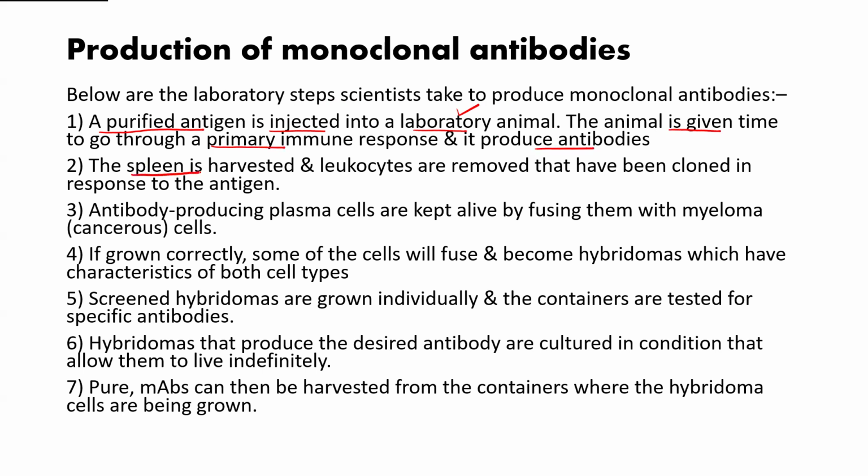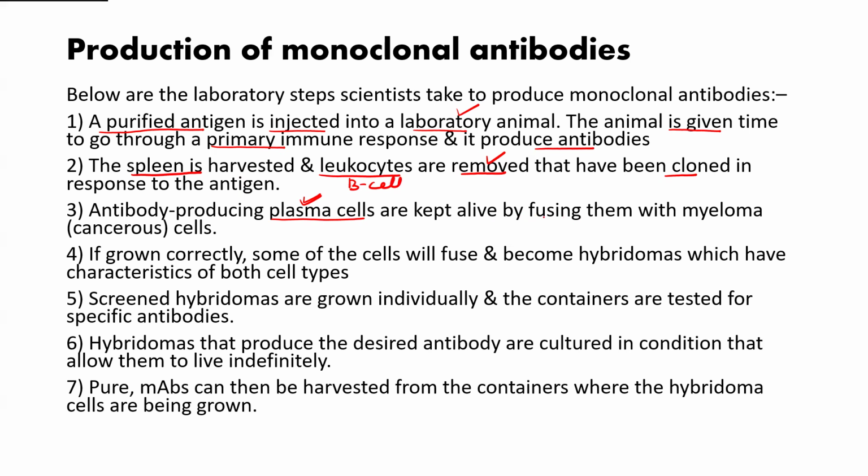Now, the spleen will be harvested and lymphocytes, especially B cells, will be isolated. Okay, they are removed and they are cloned, which are producing a response to the antigen by making antibodies. Now, these plasma cells which produce antibodies are short-lived. Now you want them to be long-lasting and continue to produce antibodies.